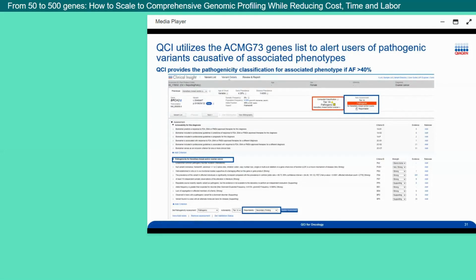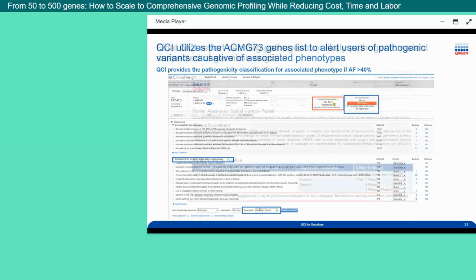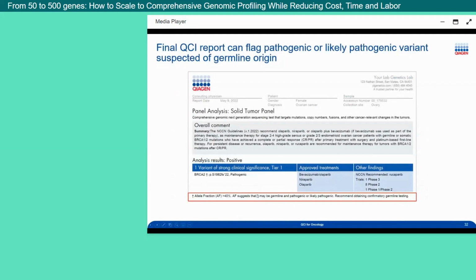So as this could indeed be a BRCA2 germline variant, which can confer elevated risk of ovarian cancers, the user can then set the assessment to secondary findings to be called out on the report. And when you generate a report within QCI, QCI flags those pathogenic variants suspected of germline origin and gives a recommendation for confirmatory germline testing.